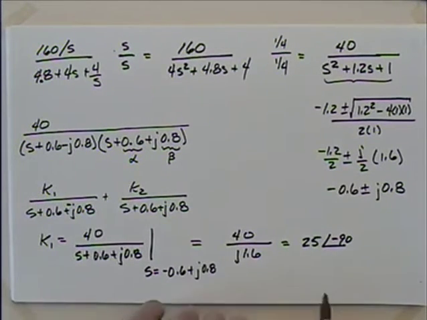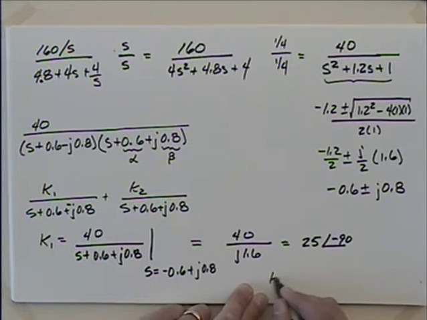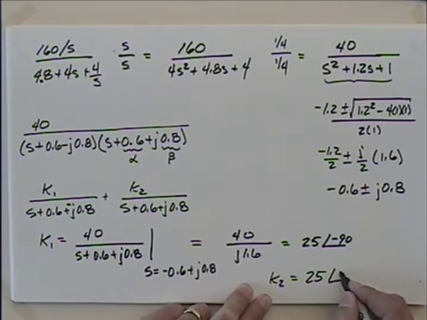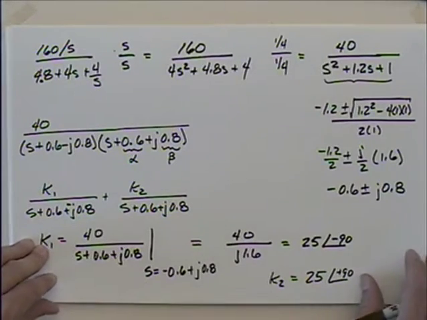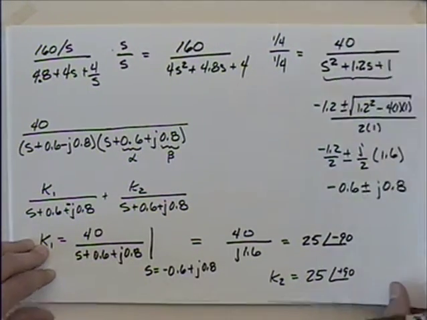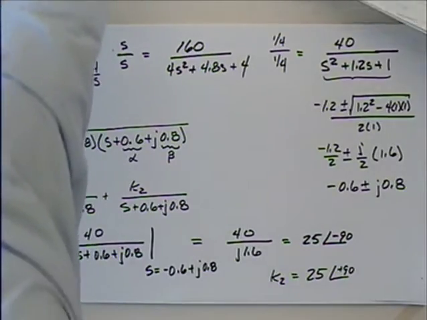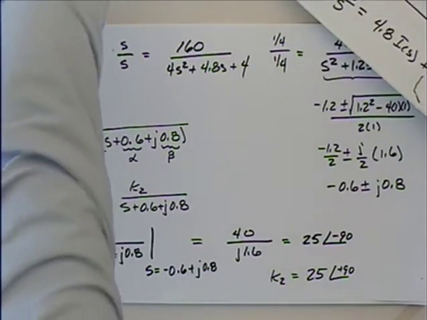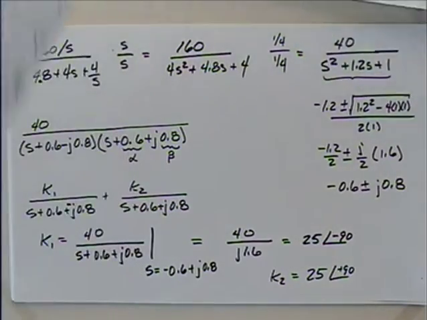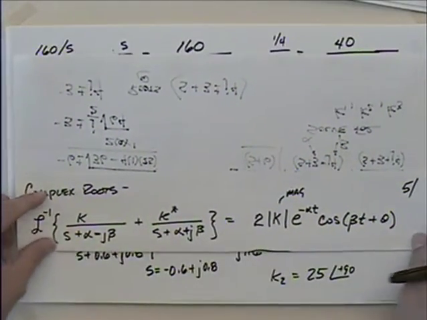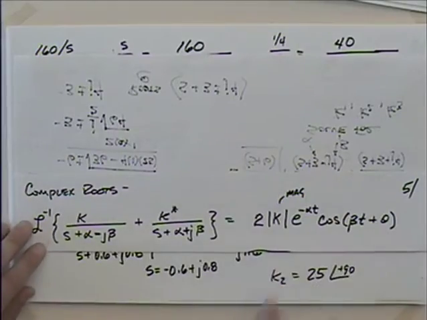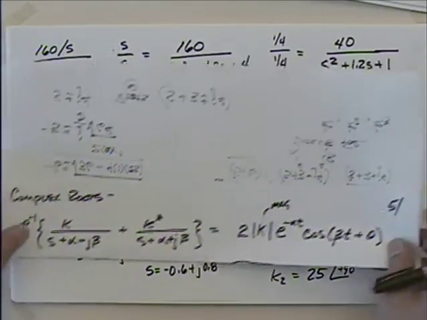Okay, so that's K1. So K2 would have to be what? 25 at plus 90. Okay. So the only root we have is the complex root, so we can really just go right to the solution. And I go back to page number 5. And we'll look at our solution right here that we used before. Let's see how that works out.